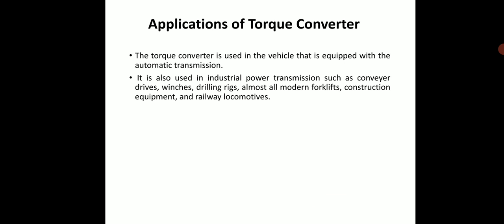This is the application of the torque converter. The torque converter is used in vehicles that are equipped with auto transmission. It is also used in industrial power transmission such as conveyors, drives, winches and drilling rigs. Almost all modern forklifts, construction equipment, and railway locomotives use it.